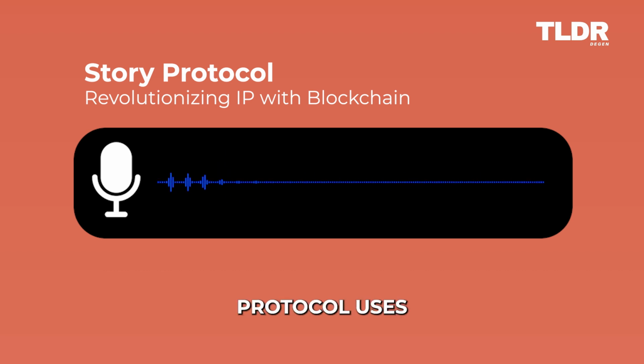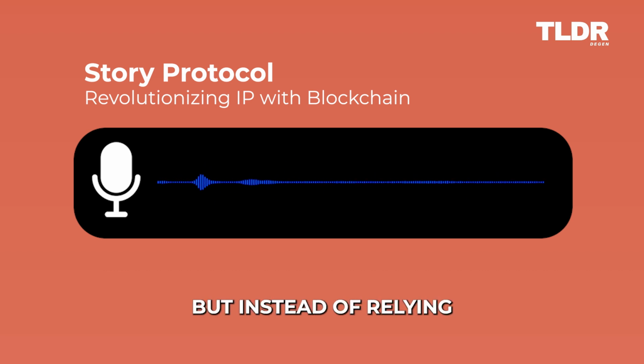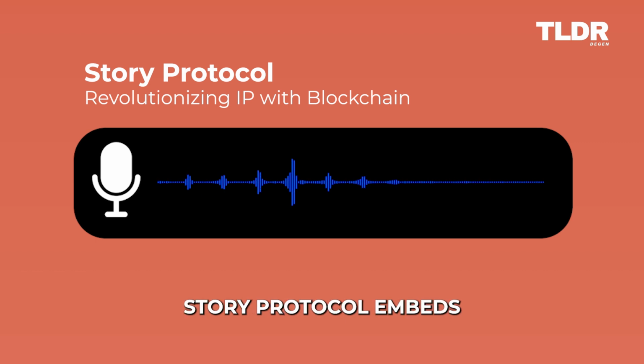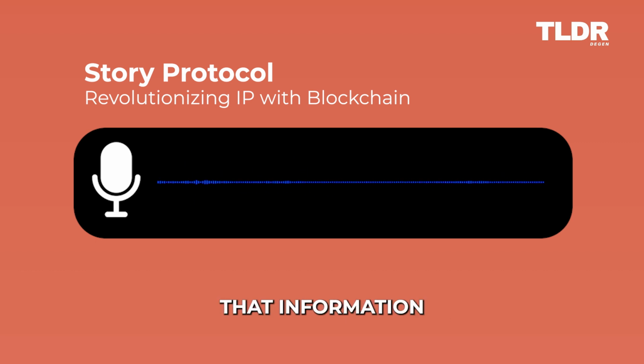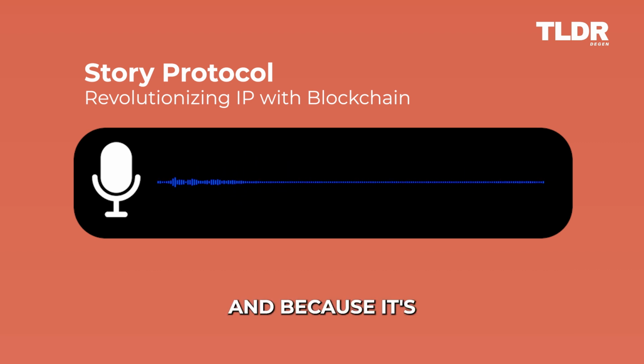So Story Protocol uses blockchain technology to create a secure and transparent system for managing intellectual property, or IP. Okay, so we're talking about copyrights and trademarks and all that. Exactly. But instead of relying on traditional legal frameworks, Story Protocol embeds that information directly into the content itself. So it's like a digital fingerprint for your creative work. Exactly. And because it's on the blockchain, it's permanent, verifiable, and accessible to everyone.